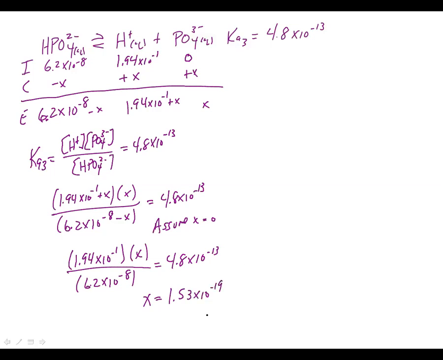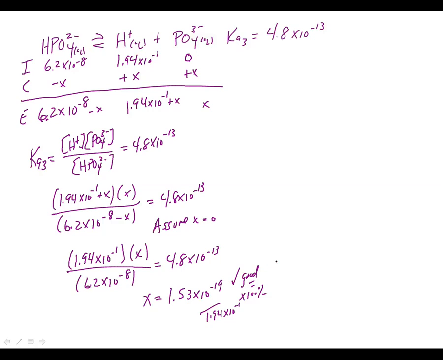Again, we want to check it. We can divide it by either number. So we'll divide it by the 1.94 times 10 to the minus 1 times 100. And again, I think we should be good. You're nowhere near 5% or even 1%. Check is good here. So what does that mean? That is going to be our x value here.